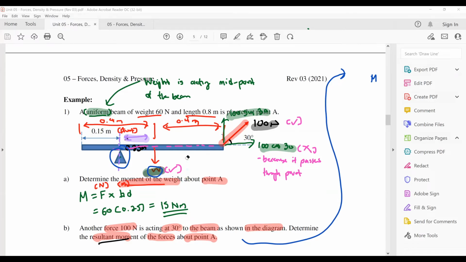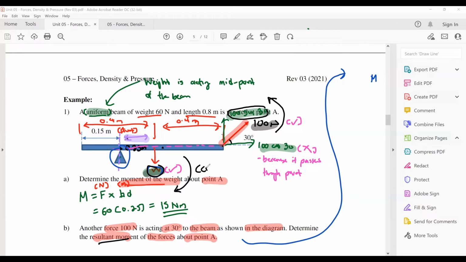Maybe I use a black color highlight. You will see that the weight W tends to cause a clockwise rotation. If you try to visualize the rotation of this beam about the pivot here, it will tend to cause a clockwise rotation. But the 100 cos 30, if you visualize the rotation of the beam about this pivot, which is fixed and cannot move, only the beam can move, you will see that the rotation caused by 100 sine 30 is counterclockwise.